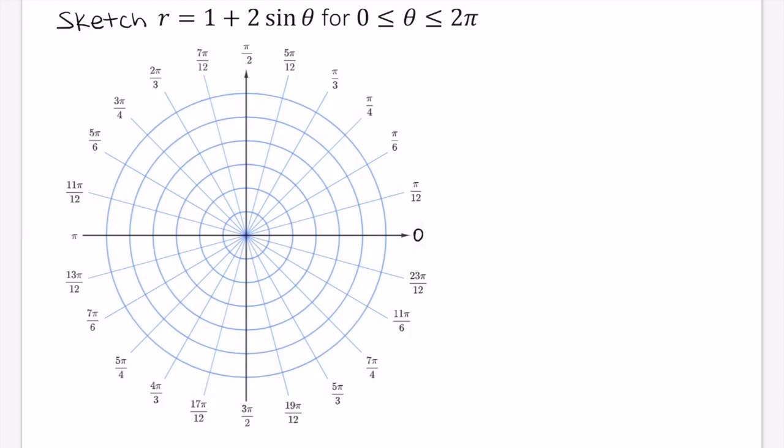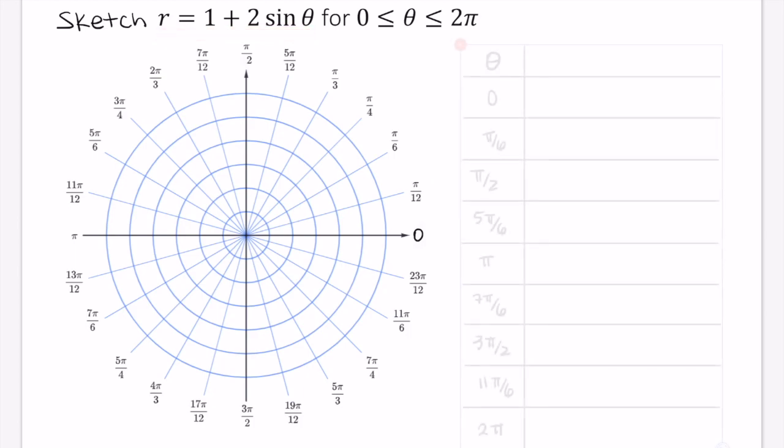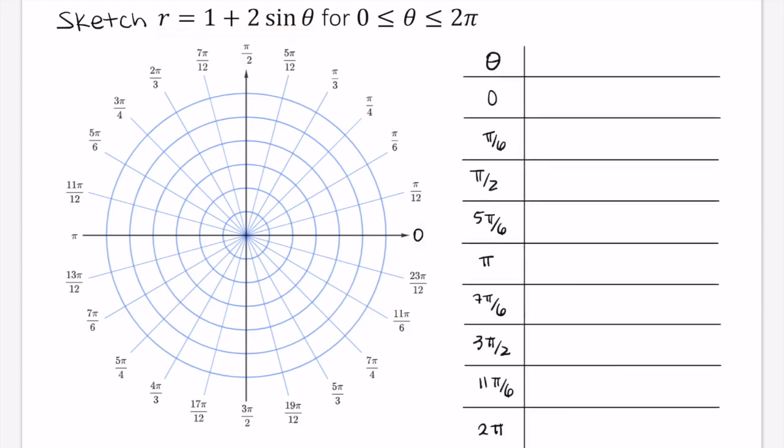Welcome. In this video, I'm going to show you how to sketch this curve using polar coordinates. And we're going to do this with a table. So as you can see, I made a table here. Please take a moment and copy out the same table.